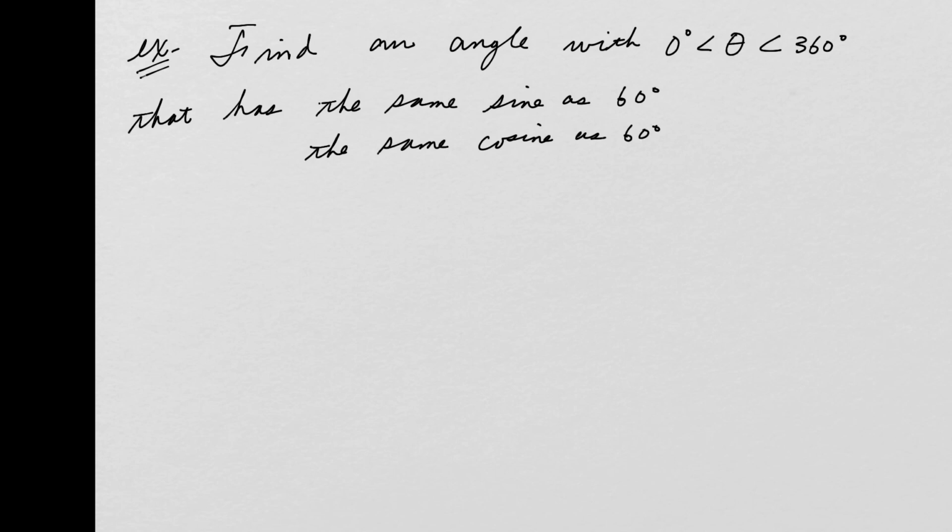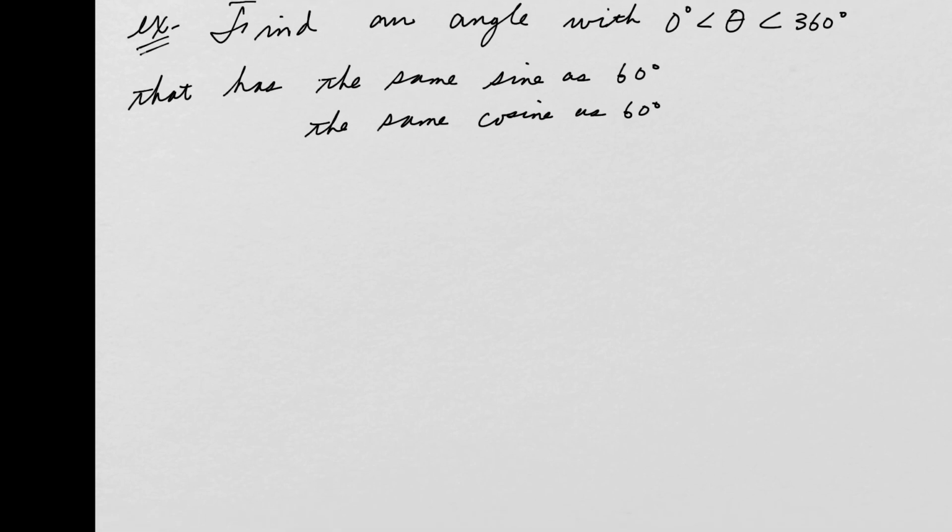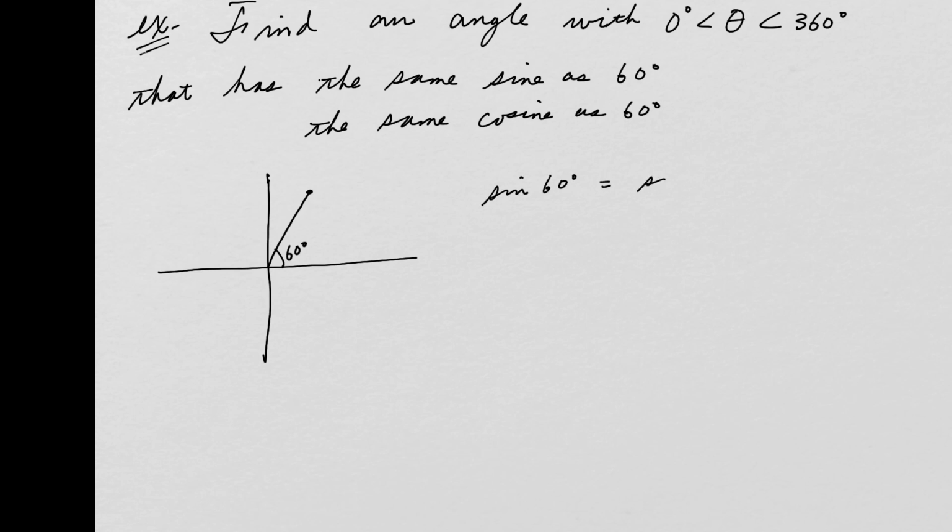Okay, so again, I would draw a picture, right? So 60 degrees is like this, right? So I want to find an angle where the sine of that angle is the same as the sine of 60 degrees, right? So the sine of 60 degrees, I want it to be equal to the sine of this new angle. And then same thing with the cosine. Cosine of 60 degrees, I want it to be equal to the cosine of this new angle. So I want to find these two angles here.